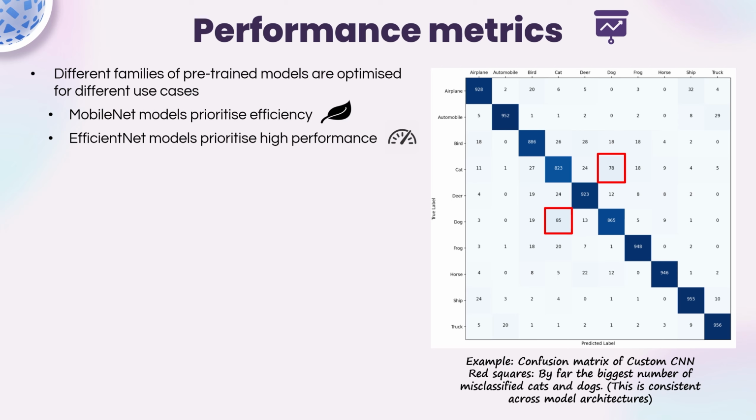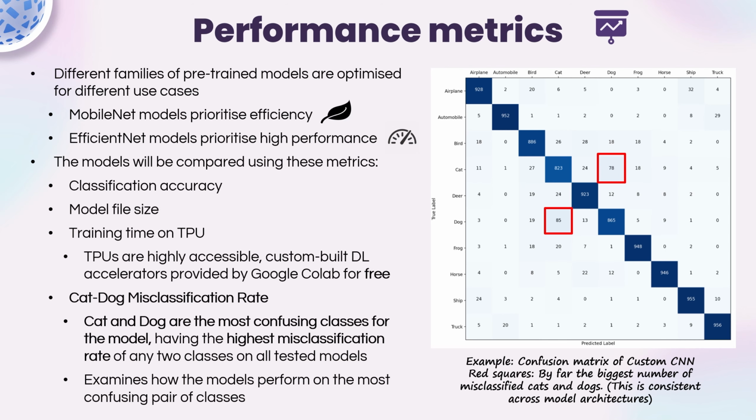This is very important because different families of models are optimized and prioritize different things. Some models, like MobileNet, prioritize efficiency a little bit more. So we don't need the absolute best performance, but we want efficiency. We want it to run on smaller devices. Whereas EfficientNet V2, at least, despite the name, its prioritization is on high performance. And as such, it will be a little bit more complicated than MobileNet.